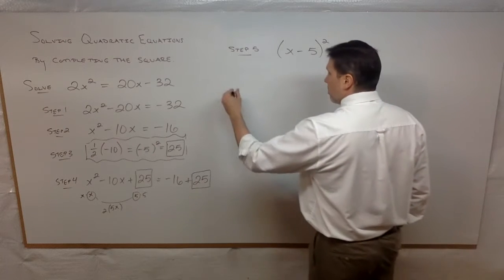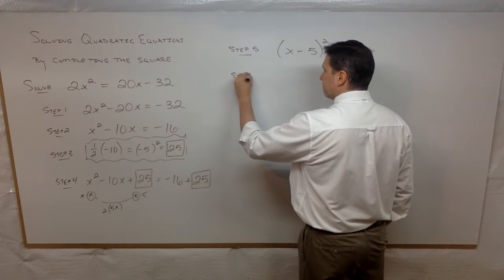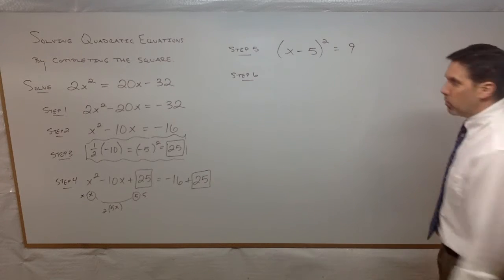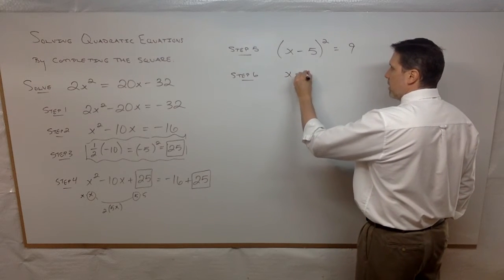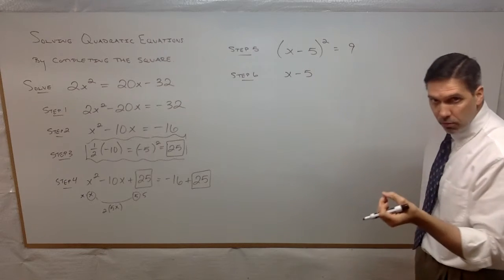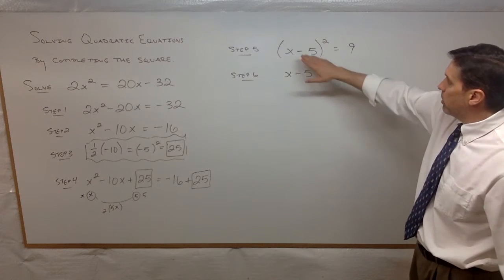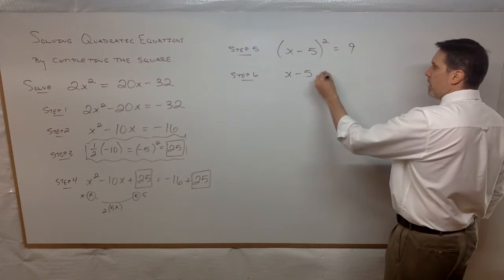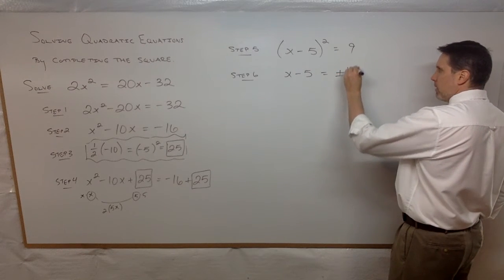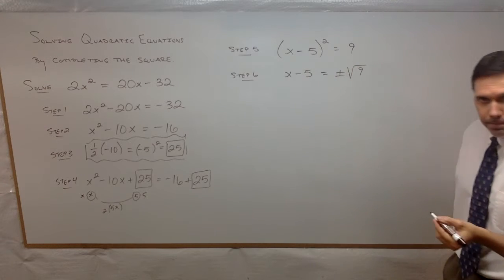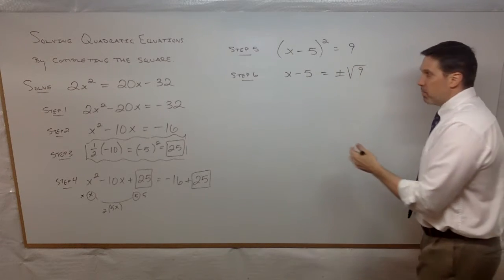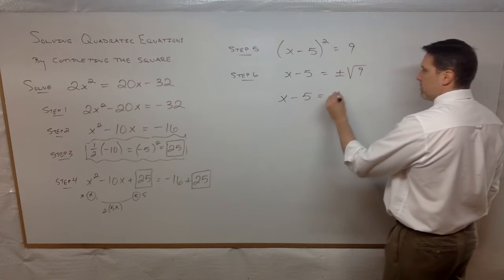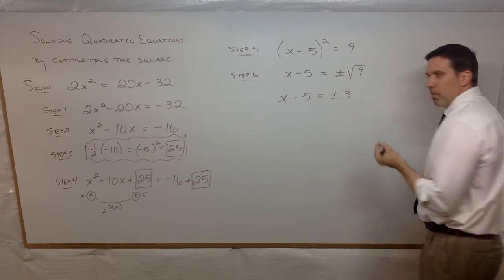And step 6, we're going to square root both sides of this equation. So, I'm sorry, we're using the square root property. We are square rooting both sides. So you have a number squared equals 9. So that number, x minus 5, has to equal plus or minus the square root of 9. Now, in this case, this came out really nice because the square root of 9 is just going to be 3, or I should say plus or minus 3.